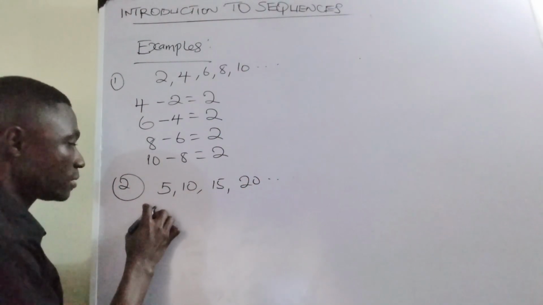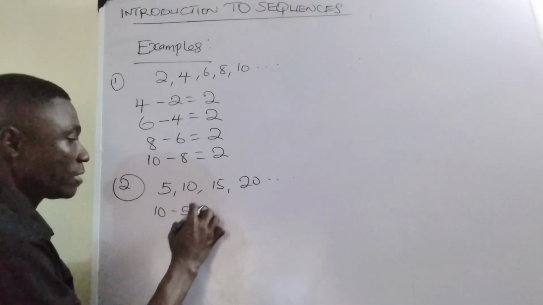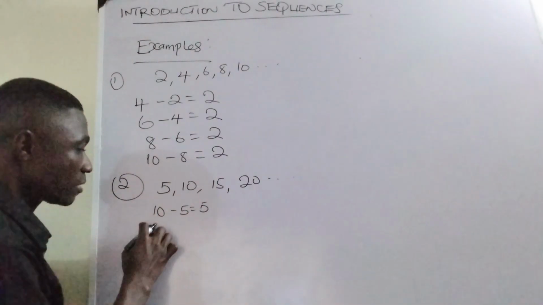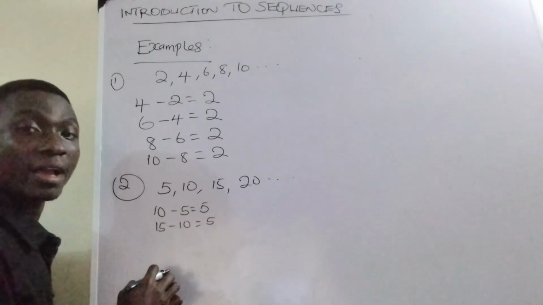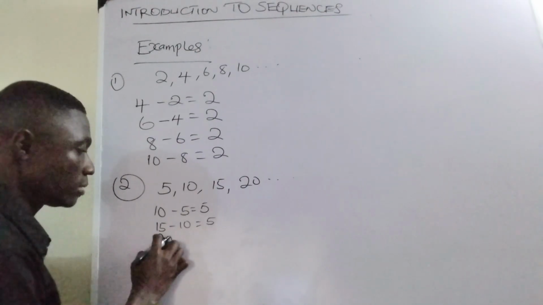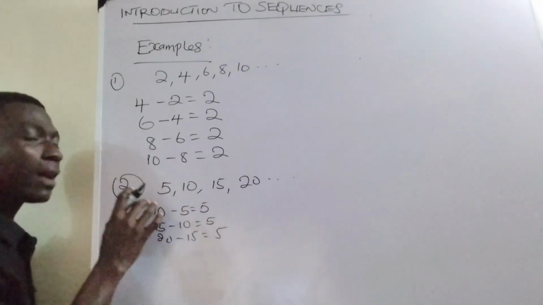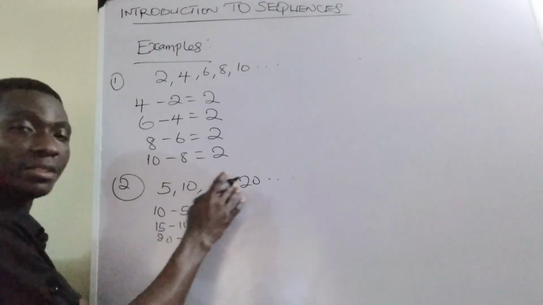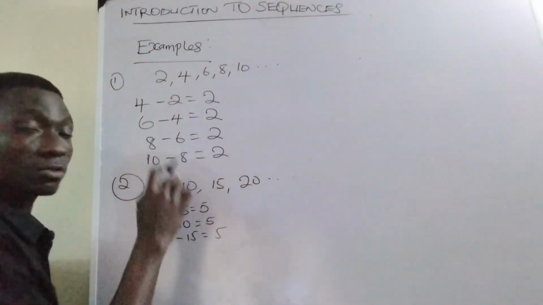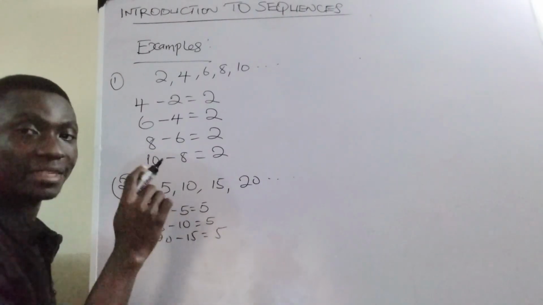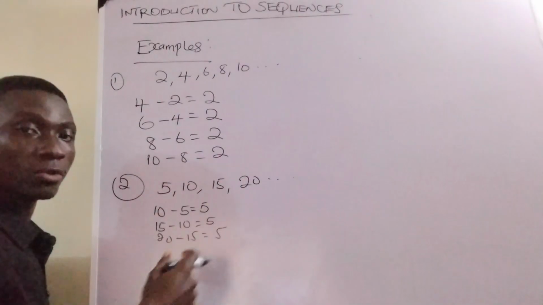You can see that if you pick the first one, 10 minus 5, this will clearly be 5. You pick the second one, 15 minus 10, this will still be 5. You pick the next one, 20 minus 15, the common difference is still 5. So they have what is called a common difference between each of these numbers, and in this topic we call each of these numbers a term. This is the first term, this is the second, the third and the fourth. Of course, we will come to that.